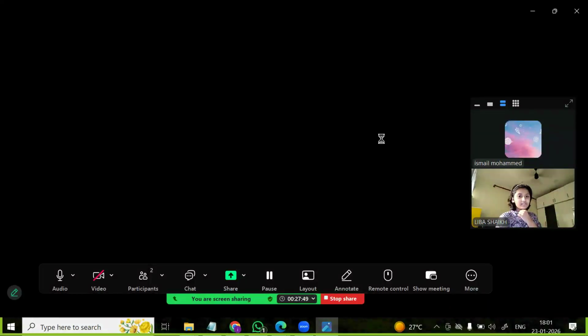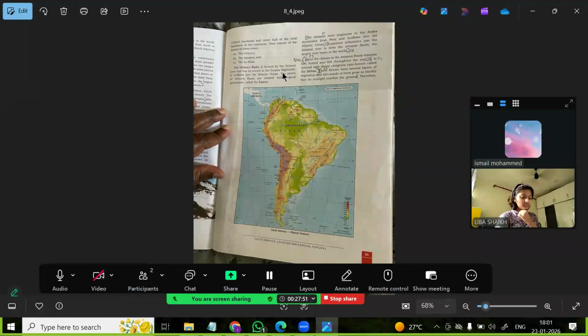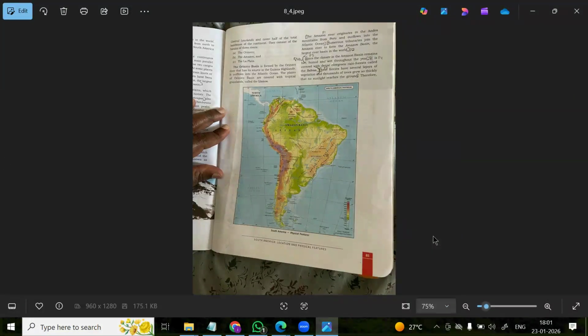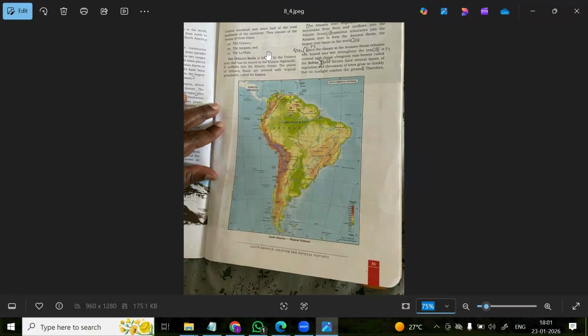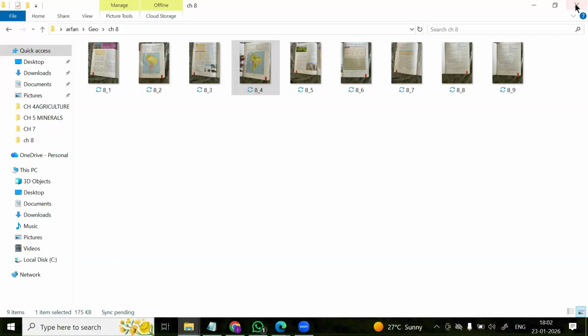Lowlands. Sorry, they are also known as Central Lowlands, and they consist of Orinoco, Amazon, and La Plata. Just remember, the Central Lowlands consist of Orinoco, Amazon basin, and La Plata. Okay, so we stop here. We don't go in depth on these three because it may confuse you.